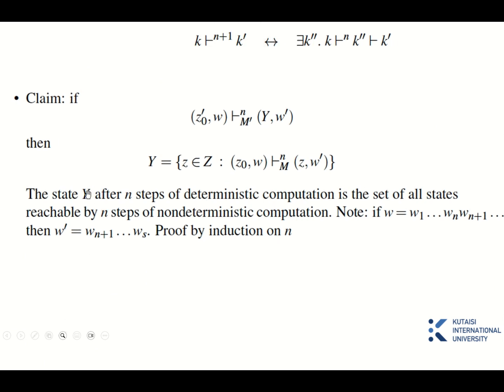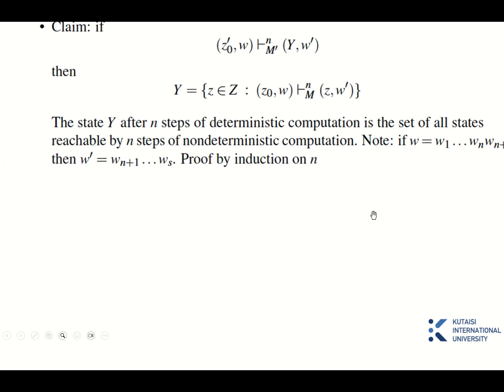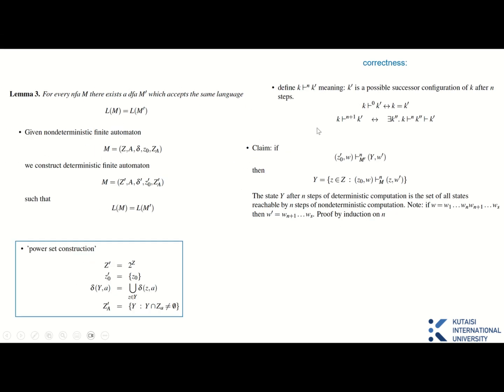So, yeah. The state y after n steps of a deterministic computation is the set of all states reachable by n steps of a non-deterministic computation. And this, of course, proves the claim, because you exactly reach the end states this way. You have to stare at this for a moment. If you see this for the first time and have not looked at it at home, this might be confusing. I understand this. But we prove this by induction on n.